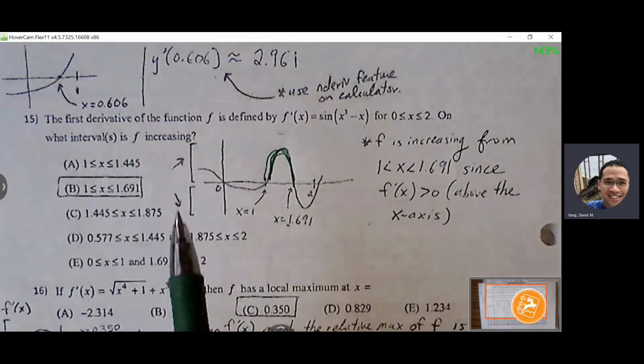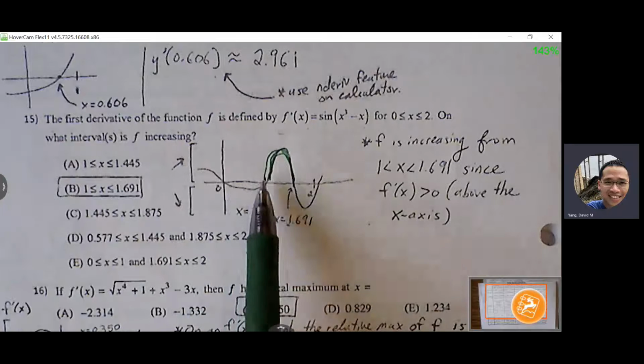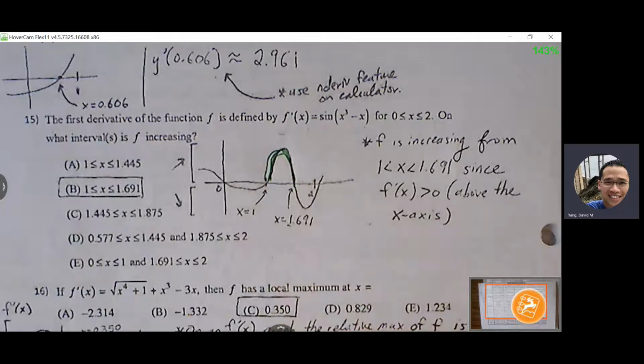But if you're using a 36 Pro, you're going to have to look at your table of values and see where it crossed the x-axis, where the positive y values are before it dips down below the x-axis. And that's going to be your interval for positive slope.